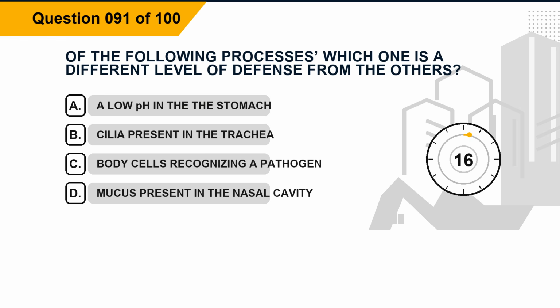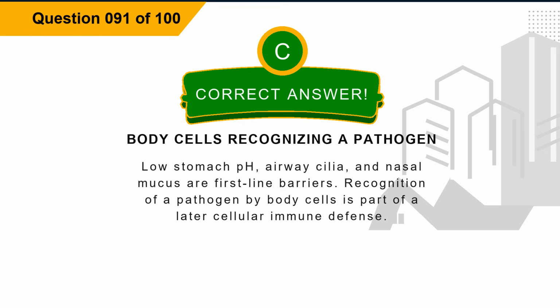Question 91. Of the following processes, which one is a different level of defense from the others? Option A, a low pH in the stomach. Option B, cilia present in the trachea. Option C, body cells recognizing a pathogen. Option D, mucus present in the nasal cavity. The correct answer is option C, body cells recognizing a pathogen. Explanation. Low stomach pH, airway cilia, and nasal mucus are first-line barriers. Recognition of a pathogen by body cells is part of a later cellular immune defense.